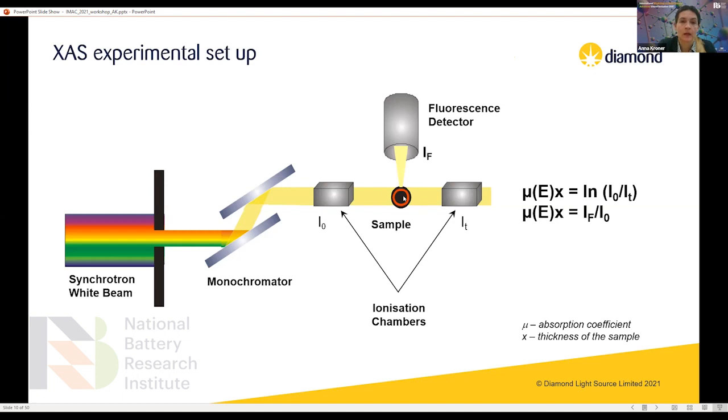Using the logarithmic function, we get absorption. However, on samples which are opaque, where the X-rays won't pass through, or where we have very little concentration of the studied element, or samples that are in general very complex, we use the fluorescence detector. And that gives a bit more information on the surface of the studied sample.